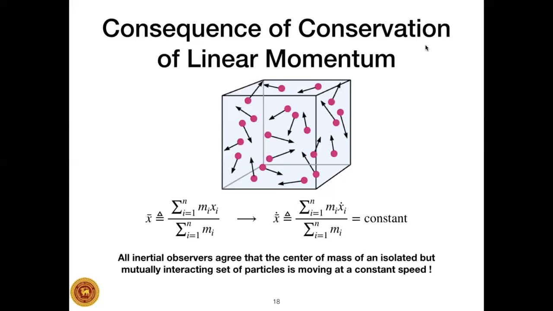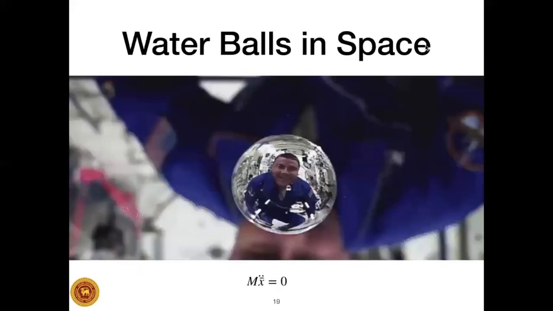So all inertial observers agree that the center of mass of an isolated but mutually interacting set of particles is moving at a constant velocity. Isn't that fantastic? That's one of the very easily obtainable consequences of the conservation of linear momentum.